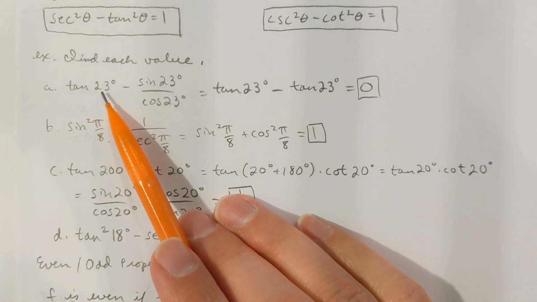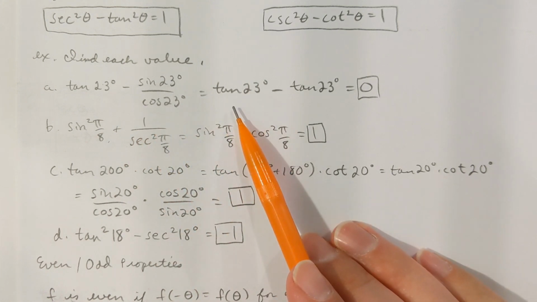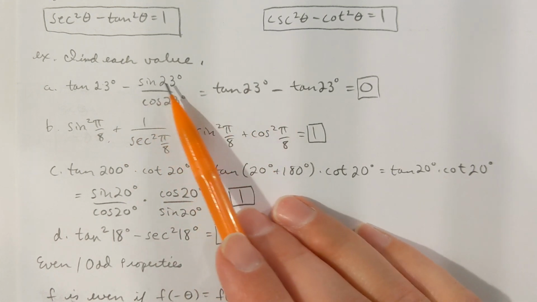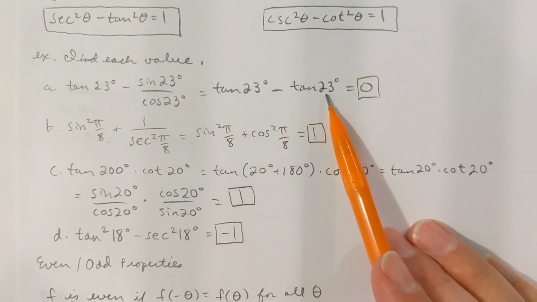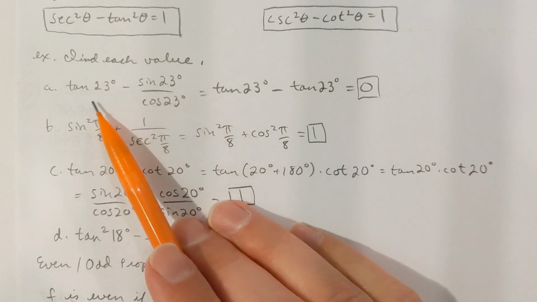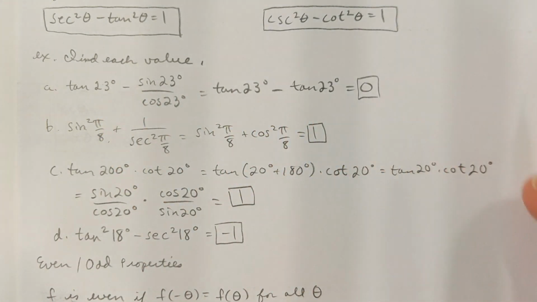Tangent of an angle is the same as sine of an angle over cosine of an angle, right? And so sine of 23 degrees over cosine of 23 degrees, that'd be the same as tangent of 23 degrees. And tangent of 23 degrees minus tangent of 23 degrees, that'd be 0.